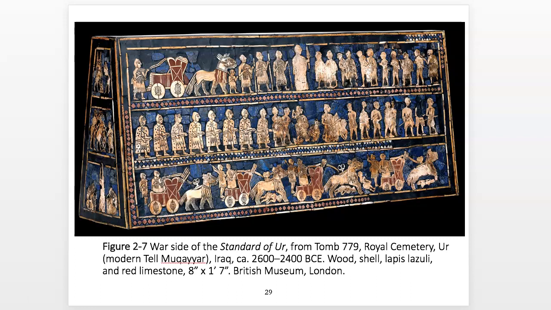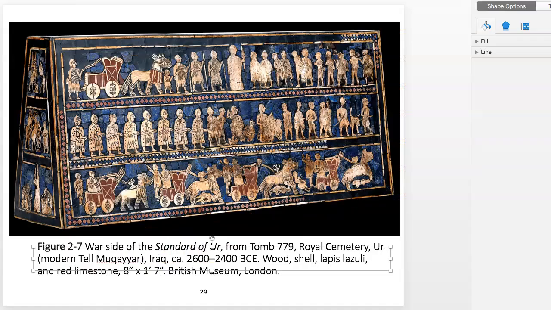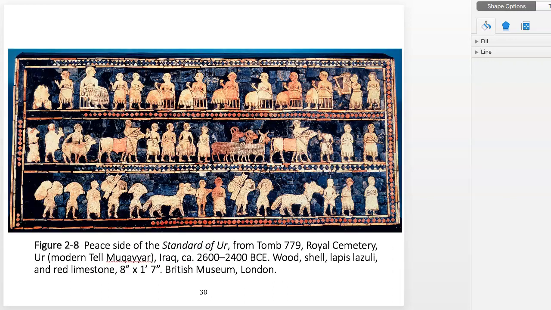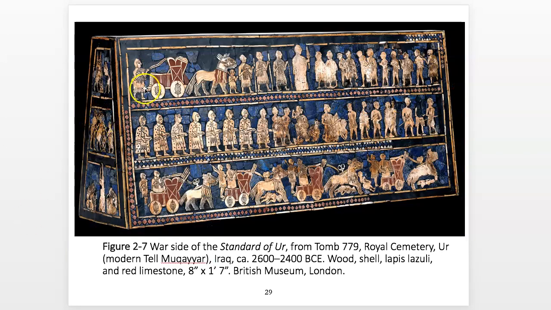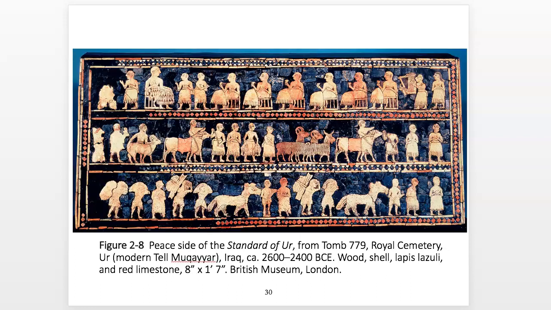So the standard here has a war side to it. It says war, and a peace side to it. So that's interesting. There's a war side and a peace side, and both sides have 3 registers or friezes made out of shell. It's an inlay from wood, shells, and this bluestone lapis lazuli that's used a lot in their different, really kind of elaborate, beautifully decorated aesthetic objects. They use this in a few of them.